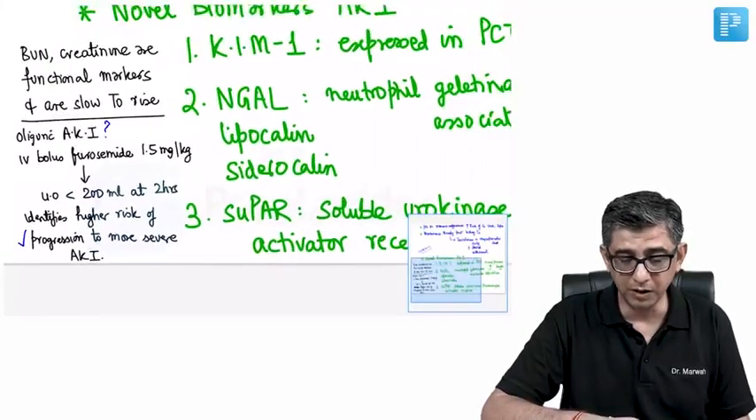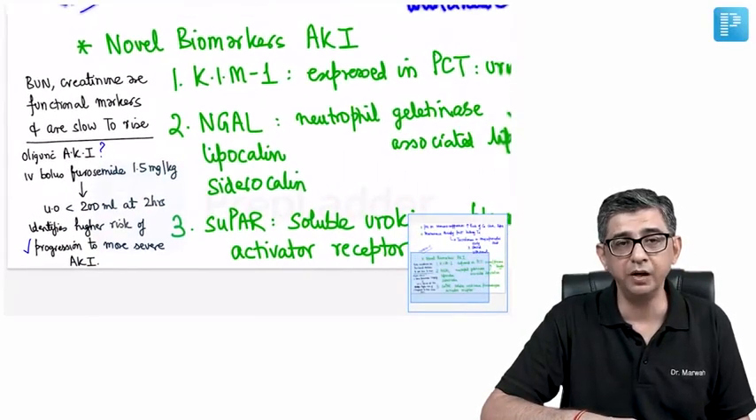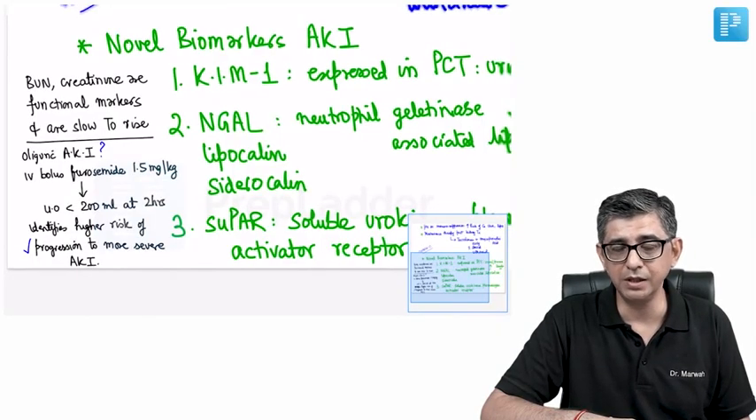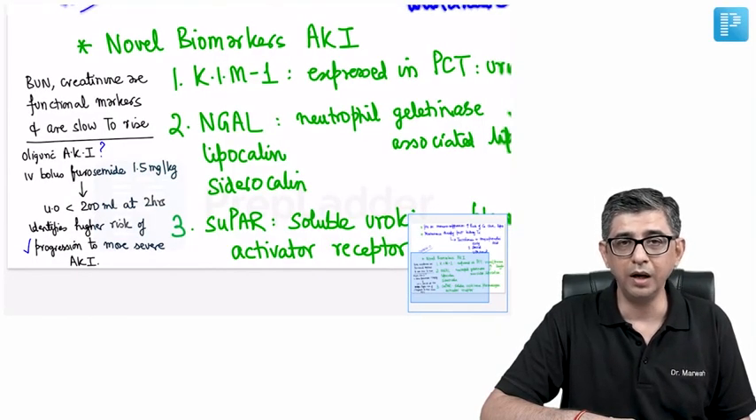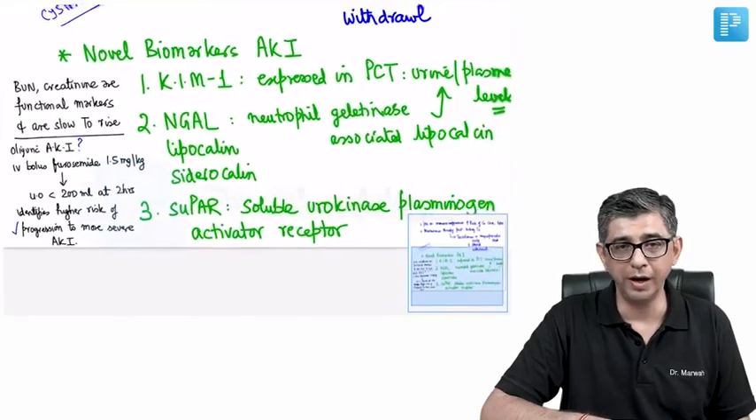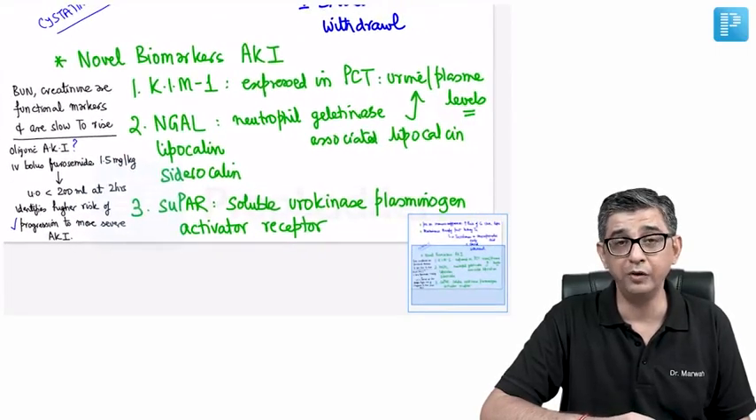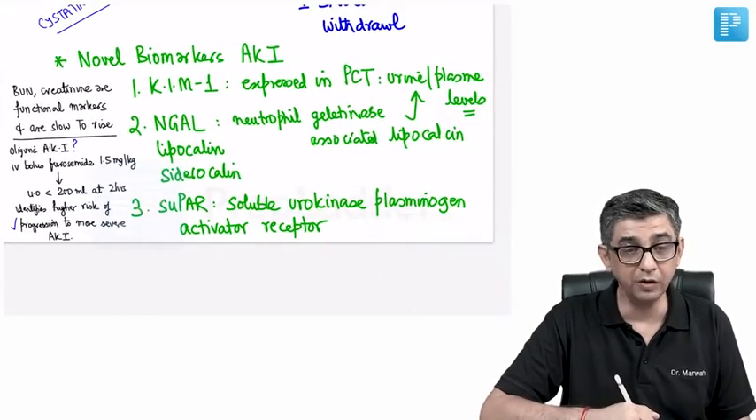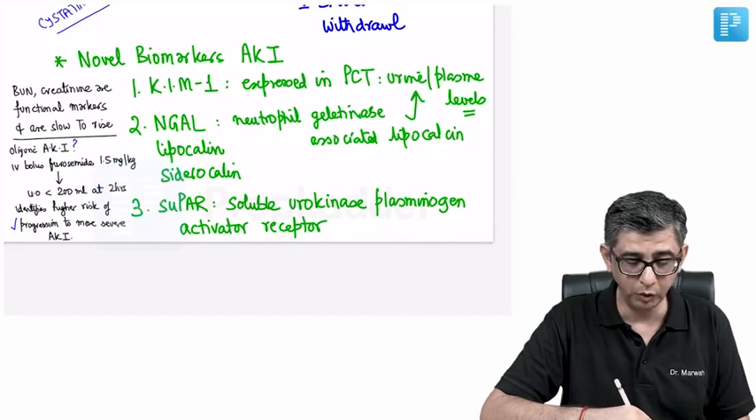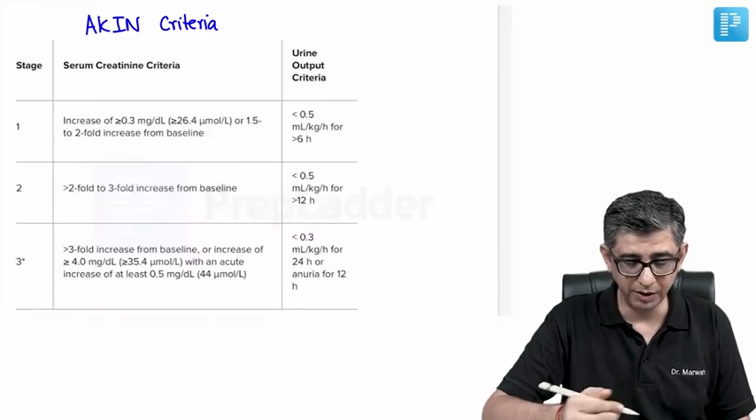So he says that nowadays, in a scenario of evidence-based medicine, the novel biomarkers to be answered by you are not starting with cystatin C. It is KIM1, NGAL, and SUPAR, which are to be remembered. And I would rate this as one of the important slides, especially the novel biomarkers component that I have just explained to you, over and above all the routine things that I'm saying.